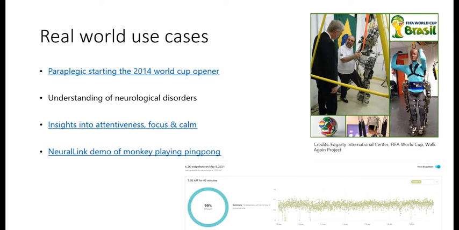Other things here are insights into attentiveness, focus and calm. This little chart at the bottom was me cleaning up the slide this morning using this brain interface. I had it on my head, and there were a couple of distractions here and there. But you can see that it was able to detect periods when I was distracted and periods when I was actually focusing.